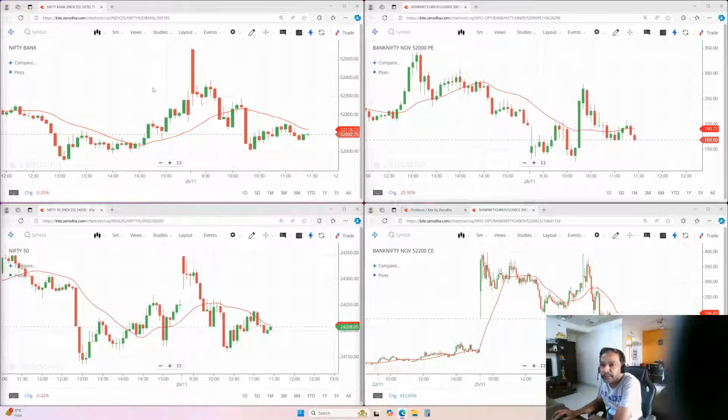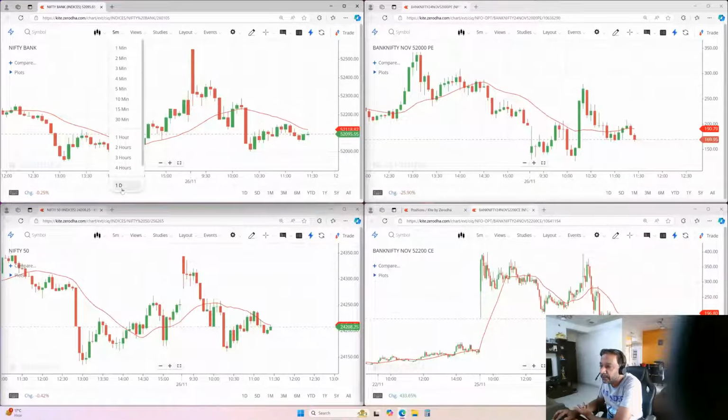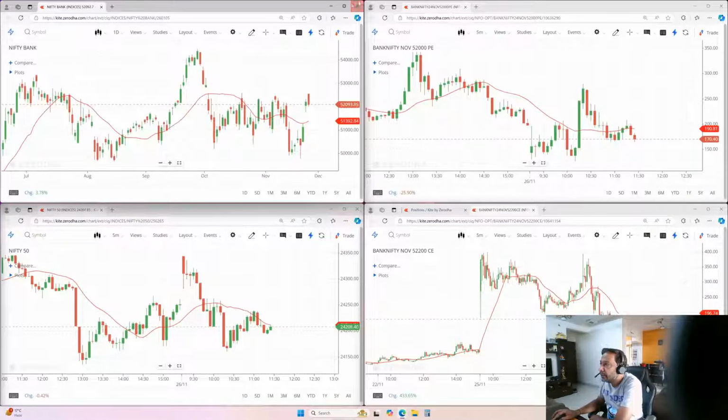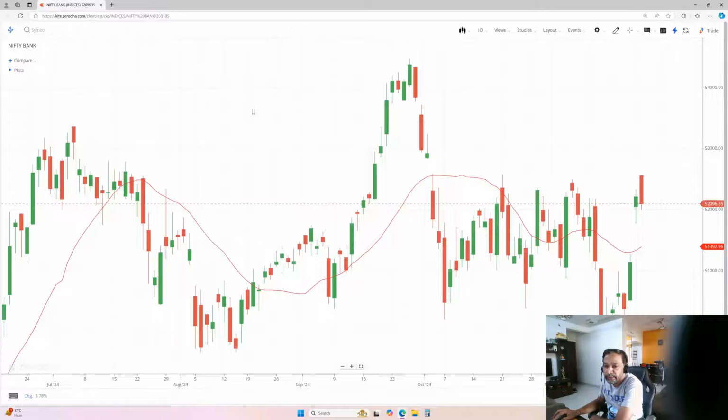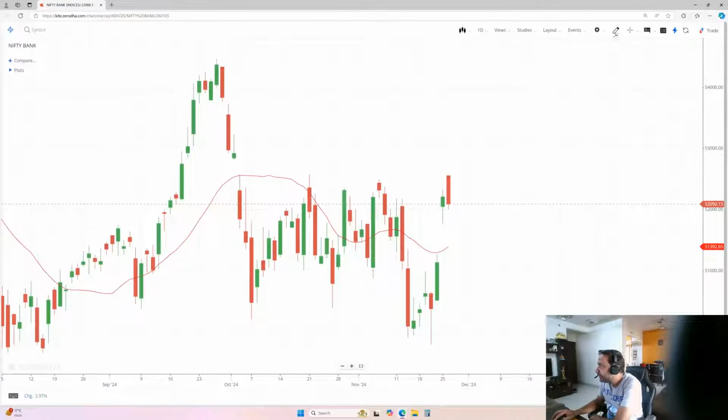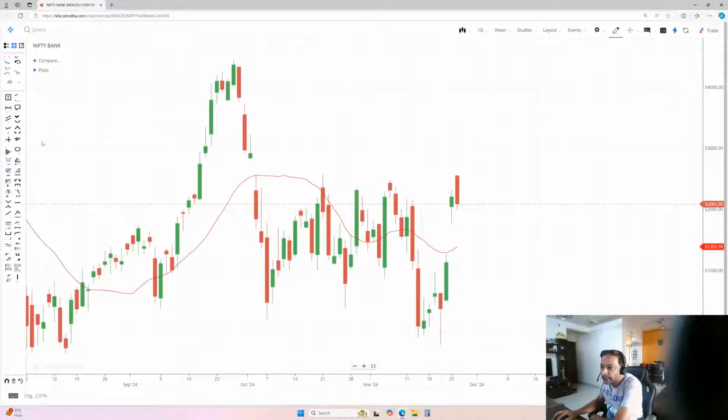If we check on higher time frames, we need to check on higher time frames. I will just zoom out this Bank Nifty chart. Currently we are on the daily time frame.